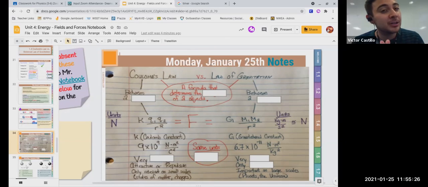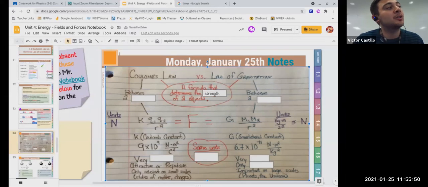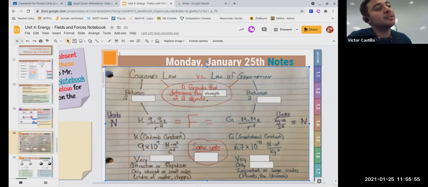They're both very similar. We're going to see a lot of differences and a lot of similarities as well. The first similarity is that first red circle on the top. It's basically the definition for both of them. They are a formula that determines the strength of two objects. So Coulomb's law and the law of gravitation, they're a formula that determines the strength of two objects. Now, what are those two objects?